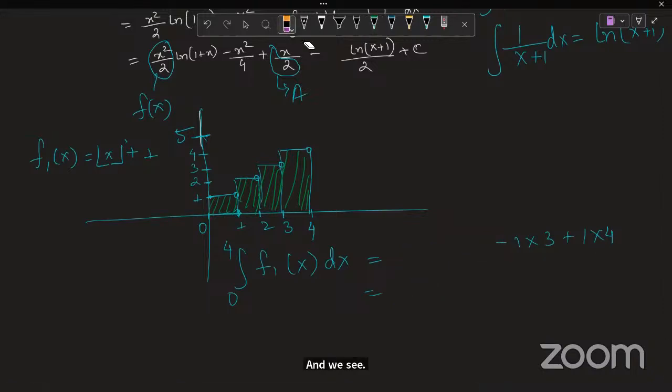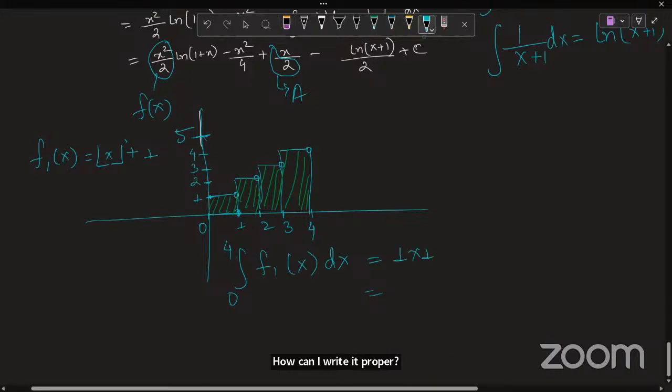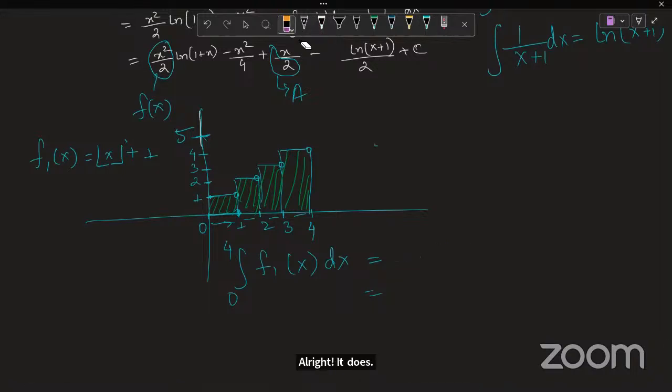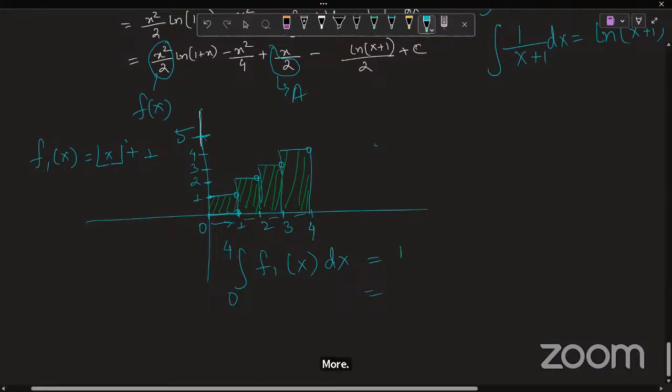Okay, let me write it properly. 1 into 1, right? This one is a rectangle, so you can see that the breadth is 1. Here it is also 1, 1, 1. So the breadth is also 1, right? You can directly write it, or should I write it in the long way? So 1 into 1 plus 1 into 2 plus 1 into 3 plus 1 into 4, and just add it and get the area.